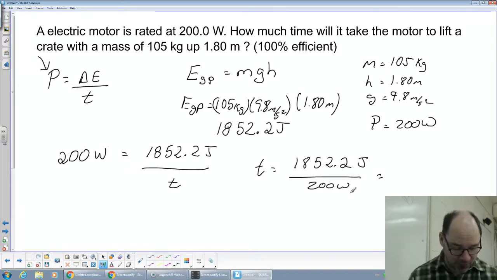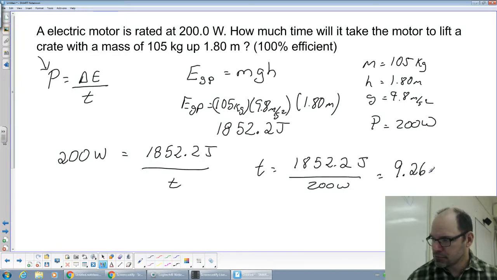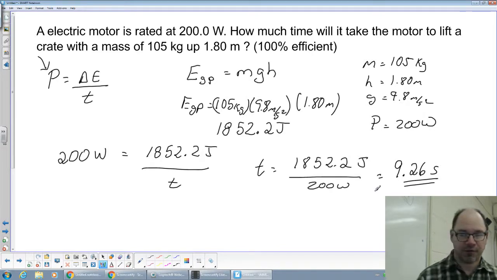Okay, so if I take my calculator and divide by 200, I get 9.26 seconds to 3 significant figures. It's going to take that long to lift it. So there's an example of using power with an energy. And in this case, it's the energy of gravitational potential energy.